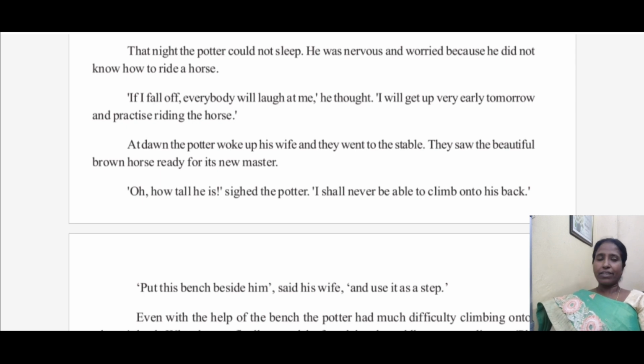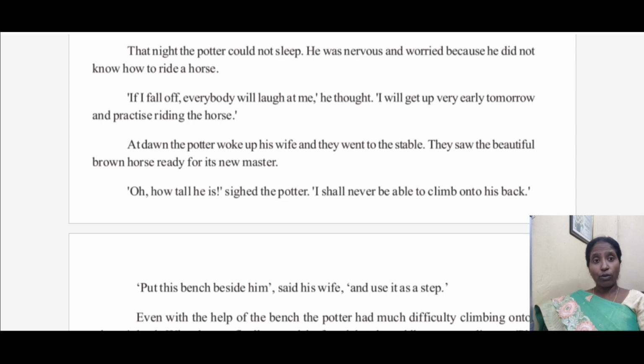I will get up very early tomorrow and practice riding the horse. So he is thinking, if I go on the horse in front of all the soldiers and I fall down because I don't know how to ride the horse, everybody will laugh at me. So what will I do? I will get up early in the morning and practice. Then I will go with them to the war, he thought.